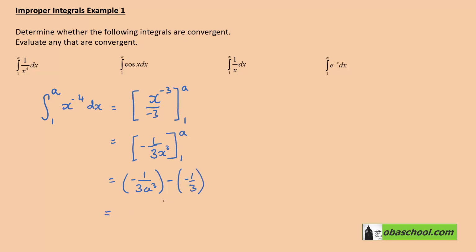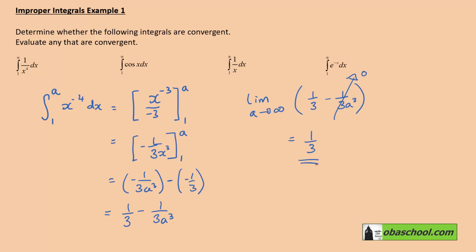and we could tidy that and make it into 1/3 take away 1 over 3a cubed. And if we look at the limit as a tends to infinity of 1/3 take away 1 over 3a cubed, this one would just go to 0 and we would get 1/3. So that one converges quite nicely and evaluates to 1/3.